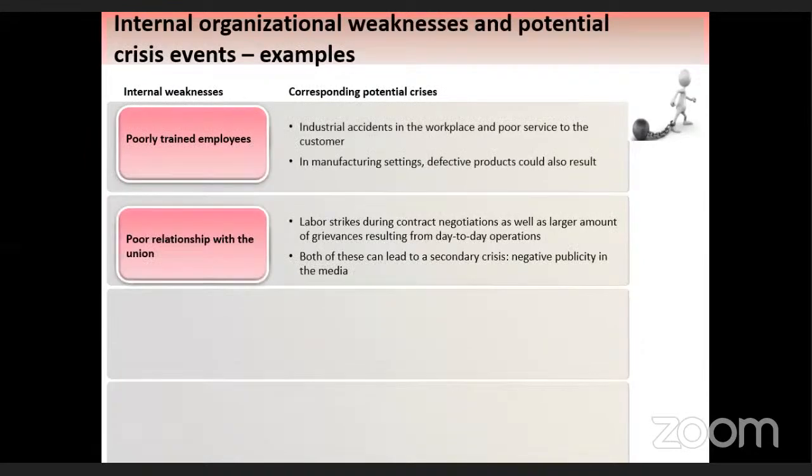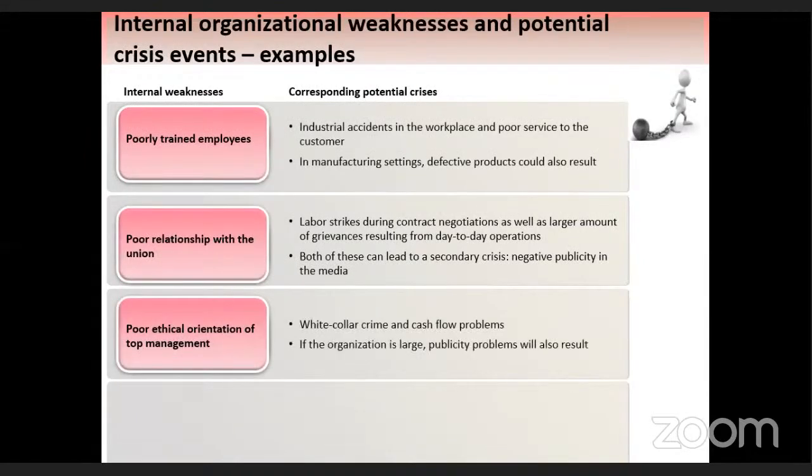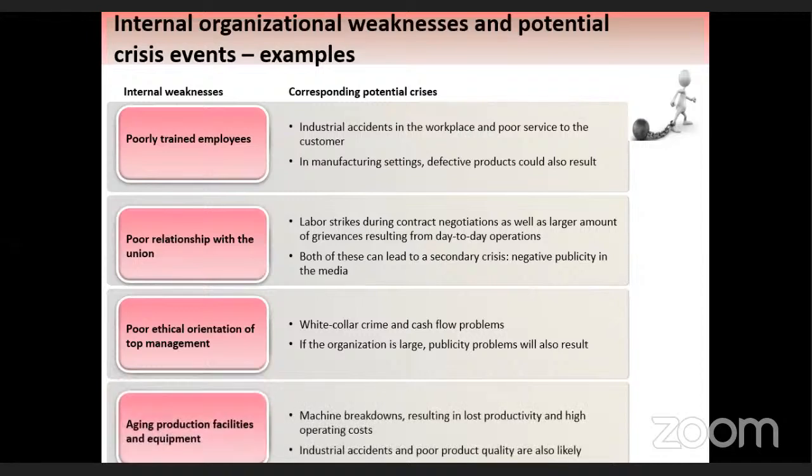Then we have internal weakness. We look at internal strength, then internal weakness. Poorly trained employees can cause industrial accidents in the workplace and poor service to customers, which are potential crises. In a manufacturing setting, defective products can also result from poorly trained employees.